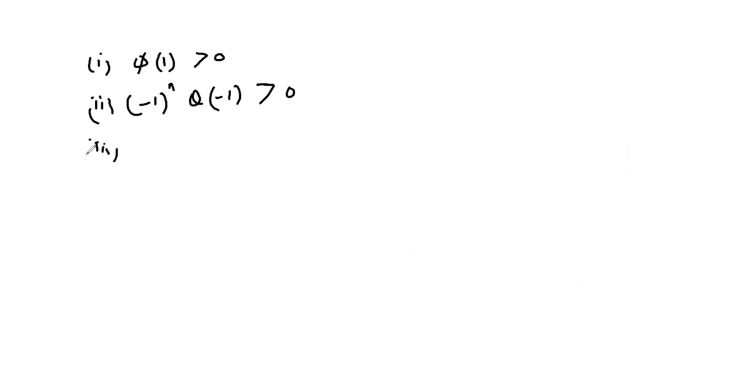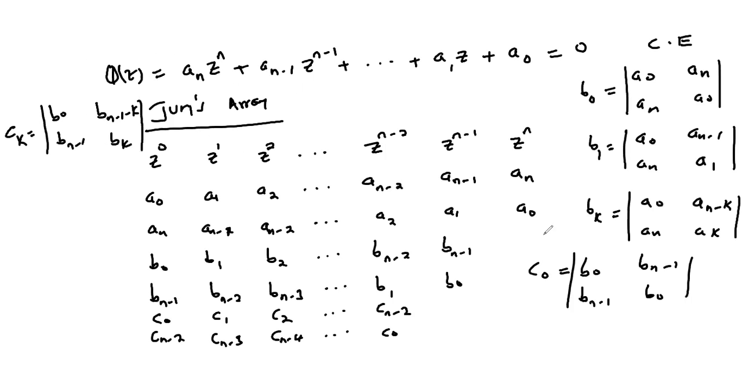Condition number 3, which also does not depend on the Jury's array, is that the magnitude of a_0 must be less than a_n. The magnitude of a_0 must be less than a_n. In other words, in our polynomial in Z, the magnitude of a_n must be greater than a_0.